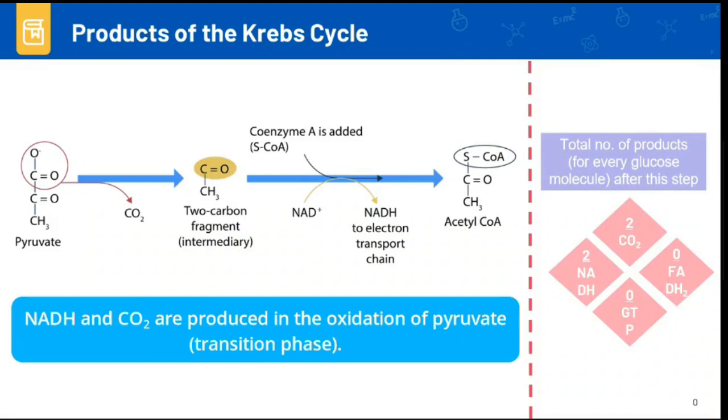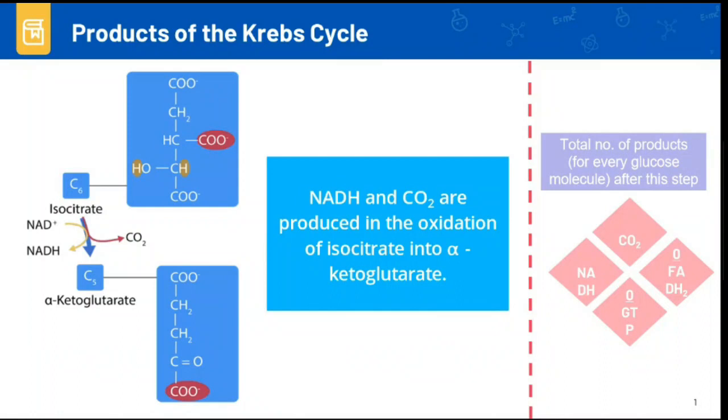Okay? The next one is the oxidation of your isocitrate to your alpha-ketoglutarate. So dito naproproduce yung carbon dioxide plus your NADH. So again, dalawang carbon dioxide plus dalawang NADH na naman ang naproduce. So in total, there are four carbon dioxides now and your four NADH.